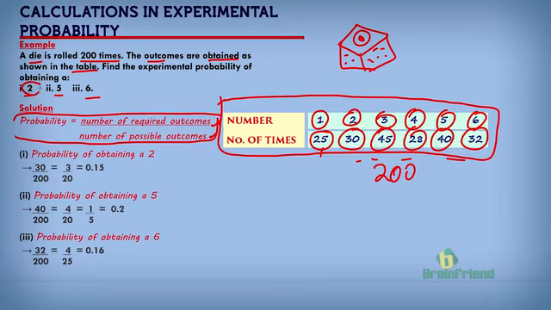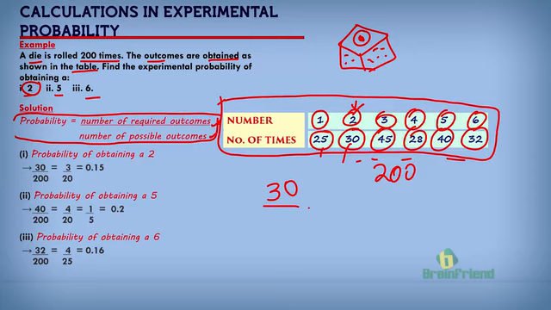2. This is what is required. How many times did 2 show up on our dice? It showed up 30 times. So that's the number of our required outcomes, all over the number of possible outcomes.